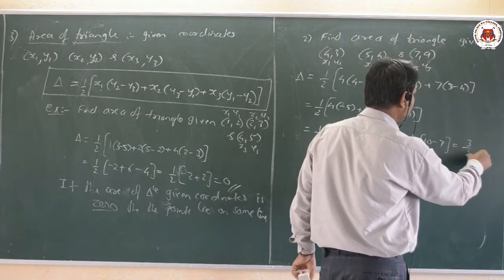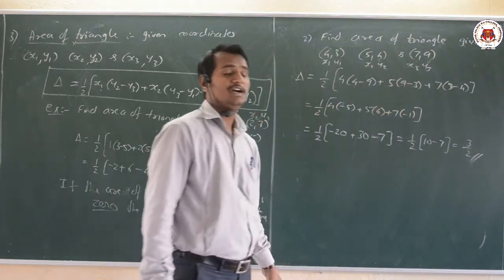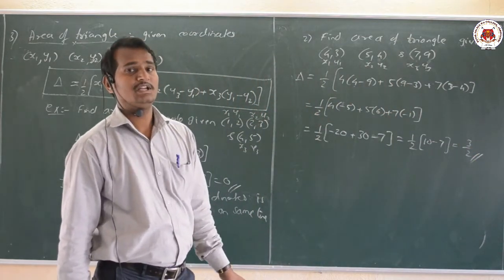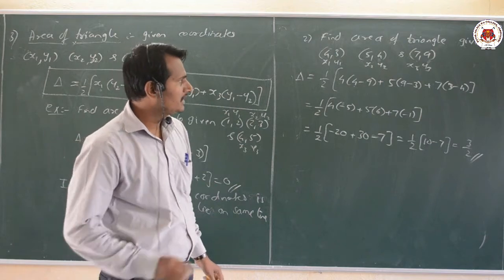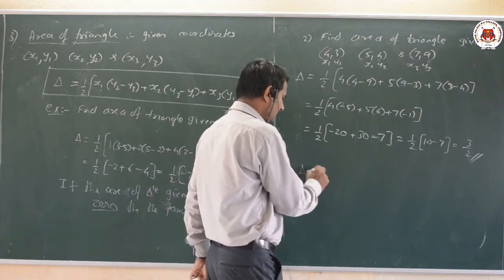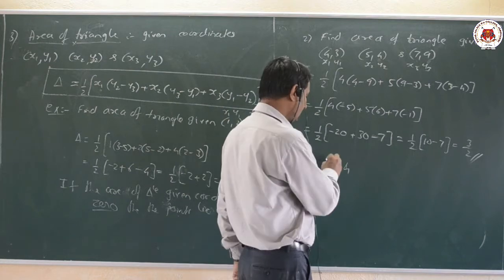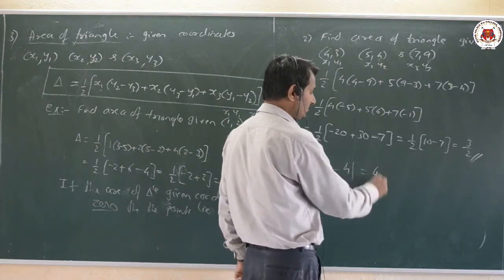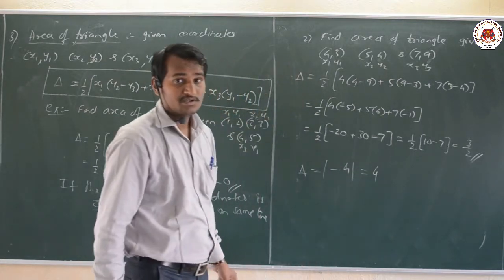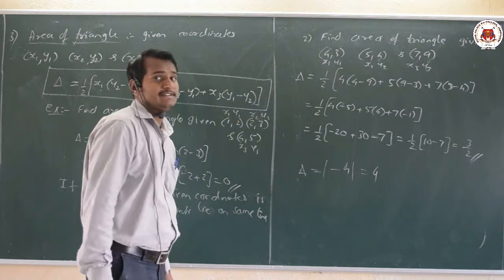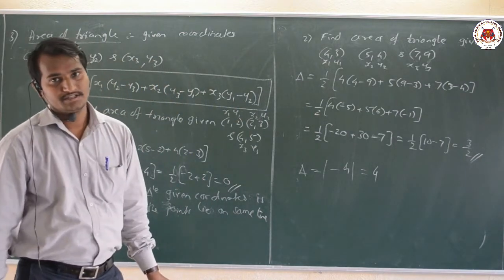10 minus 7 means the value is 3 by 2, and that is nothing but our required area of the triangle. Square units you have to write here. Sometimes, if this delta value is negative, say negative 4 or negative 5, then we have to take the mod of it, that is positive only. Why? Because, dear students, the area of a triangle is always positive.